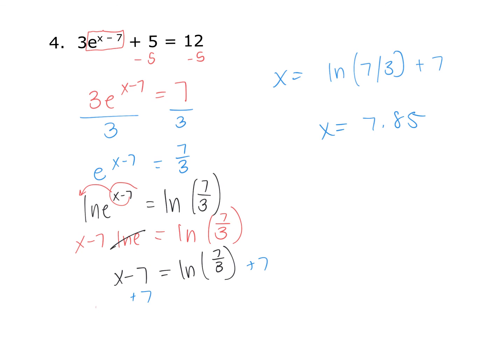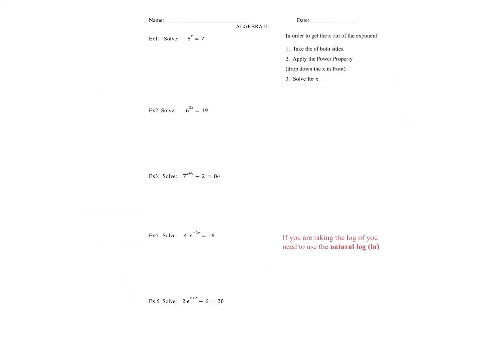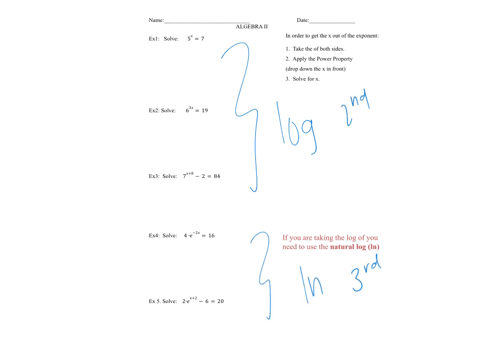So now that we've done 4 of these together, you're going to go ahead and do the last page on your own, okay? So the first 3 are log, and the last two are ln. So this was the second page, and this was the third page, okay? If you have any questions, let me know.